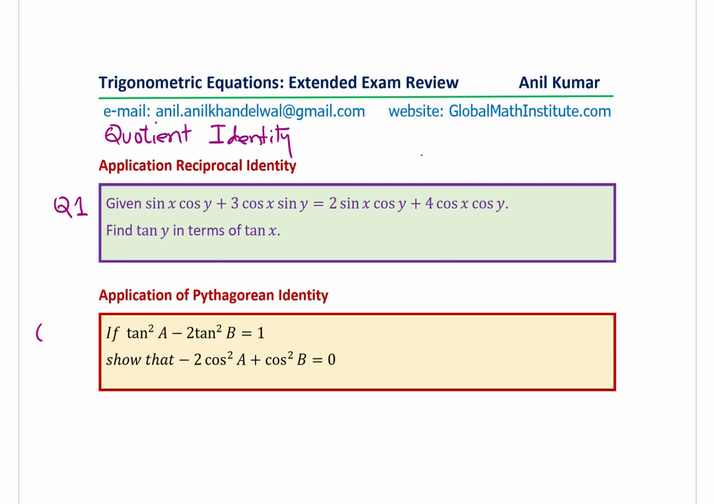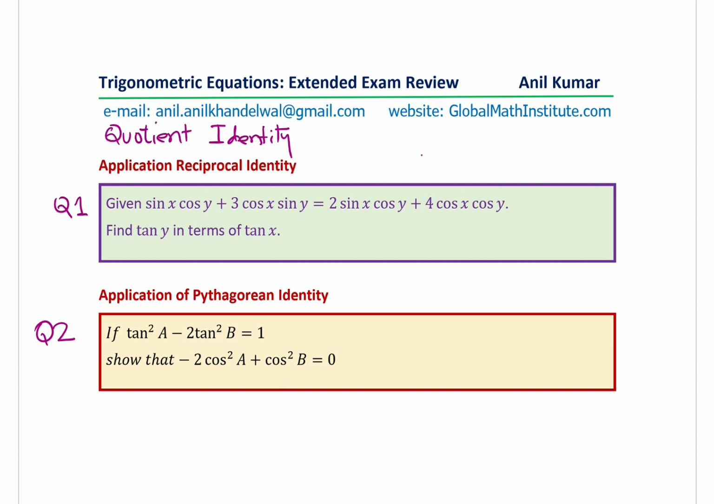Question number two is if tan square a minus 2 tan square b equals to 1, show that minus 2 cos square a plus cos square b equals to 0. You can always pause the video, answer the question, and then look into my suggestions.